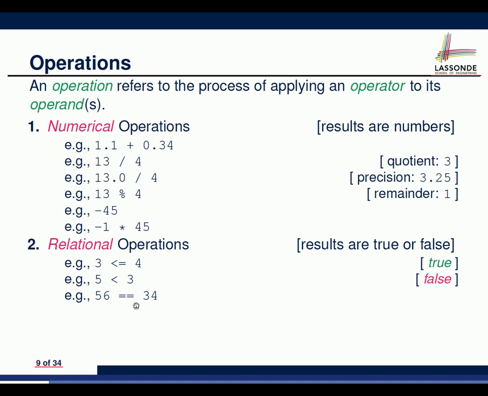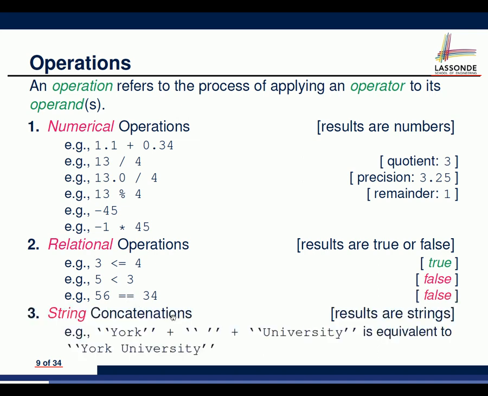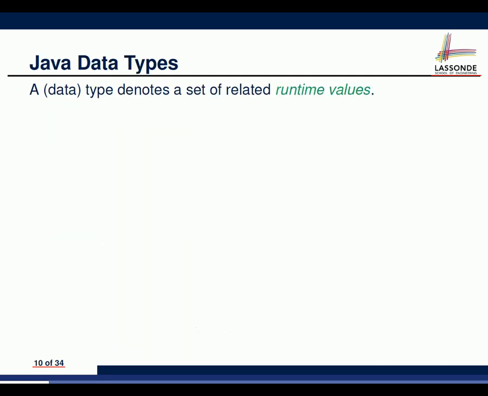Finally, let's see string concatenation. That's also something we mentioned in the tutorial. When you have a plus in between string literals, it simply means to concatenate all the strings together. Any questions? I will start from this next time.